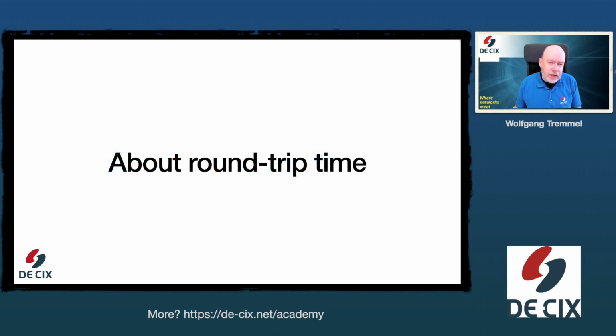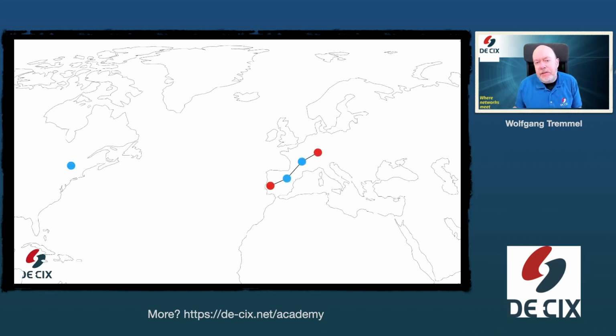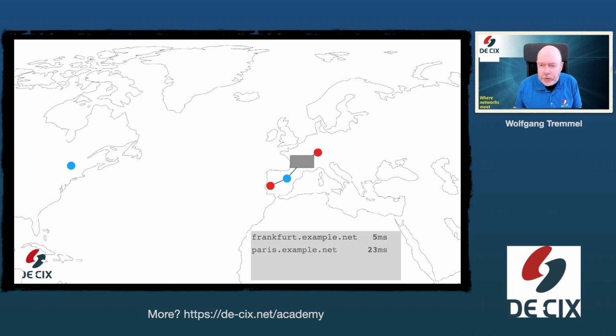Next question: how reliable is the round trip time in Traceroute? Let's have a look at the map. I'm doing a Traceroute from Germany to Portugal. First stop is, of course, Frankfurt, where I'm getting a round trip time of 5 milliseconds. Then I'm going to Paris, getting a round trip time of 23 milliseconds.